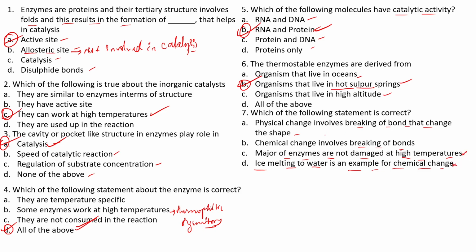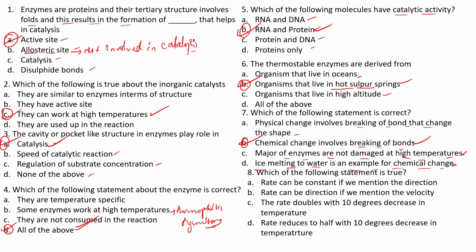And chemical change mainly involves the breaking of bonds. Exactly, that is a correct statement. And physical change involves breaking of bond that changes the shape? No, it involves a change in the state. From one state to another state, from one matter to another matter, but there is no changing or breaking of the bonds.